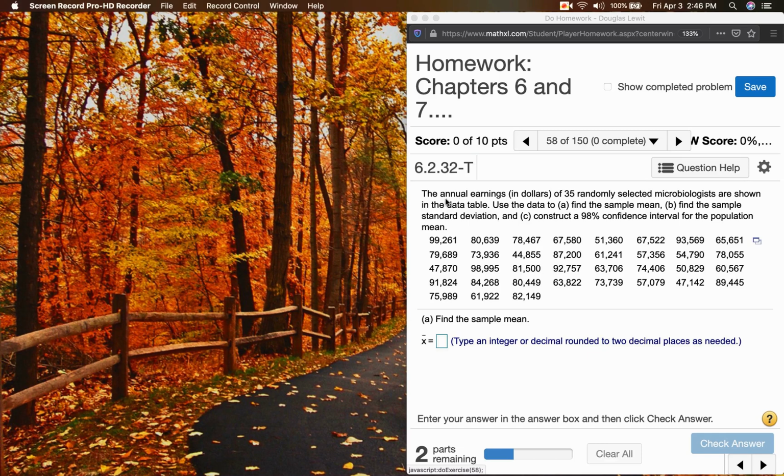The problem reads, the annual earnings in dollars of 35 randomly selected microbiologists are shown in the data table. Use the data to A, find the sample mean, B, find the sample standard deviation, and C, construct a 98% confidence interval for the population mean. Okay, so A and B are very easily done.